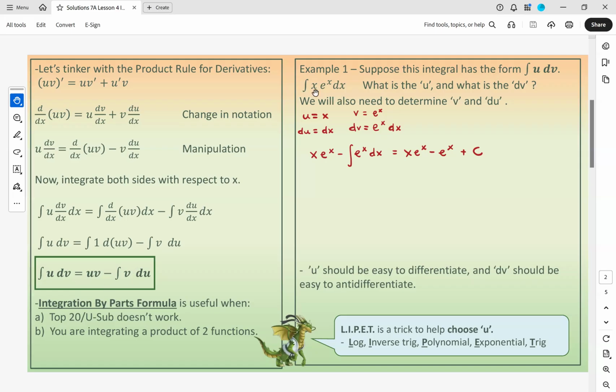What used to be u dv, I can now package together as uv, so x times e to the x, minus integral of v du, e to the x dx. And as we step back and look at this, we realize this new integral is a lot simpler than what we had before. Integral of e to the x is just e to the x. The uv is still part of your answer, so I need to bring that along as well. X, e to the x, minus e to the x. Now I put on the plus c.